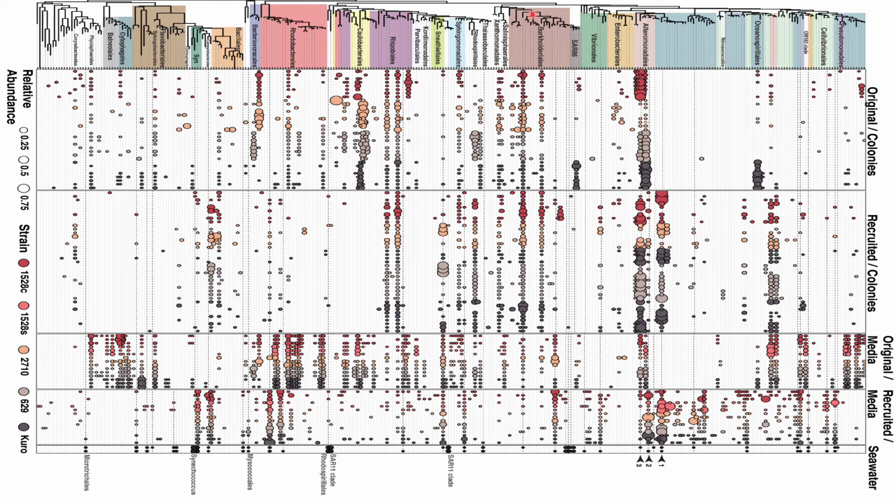And then the colors in the bubbles are the strain of Phaeocystis, and the size of the bubble represents the relative abundance of that individual ASV. And what you can see pretty quickly is that there's some columns here that are very consistent. So it's a single ASV that is present in all of these different samples. So we can see that there are some ASVs that are very abundant in all of the colony samples, whether it's recruited or original.